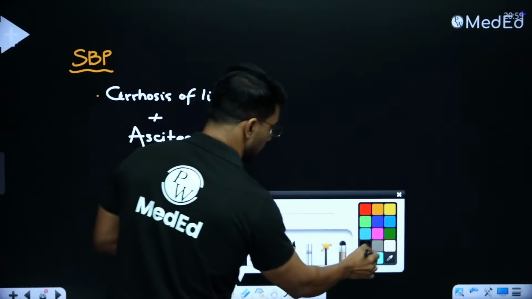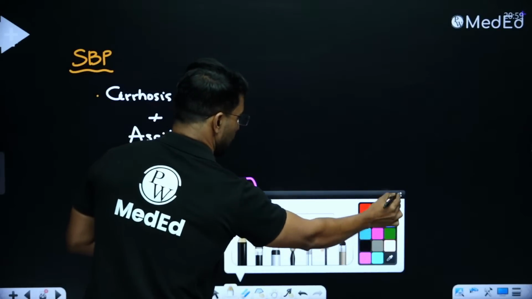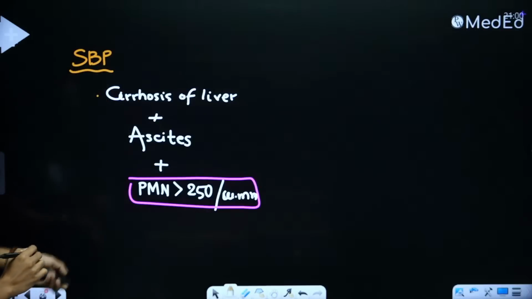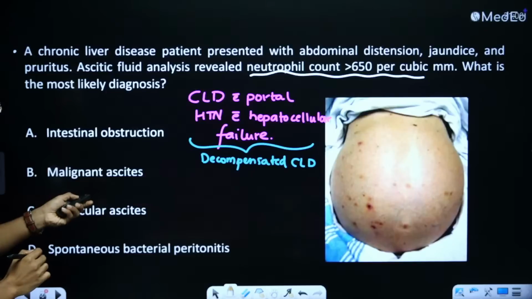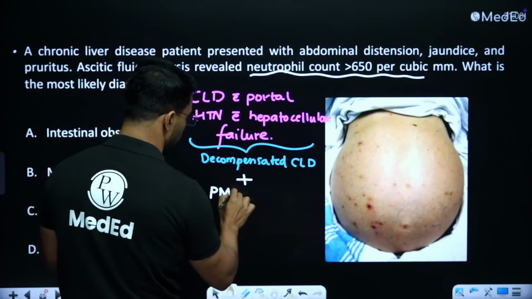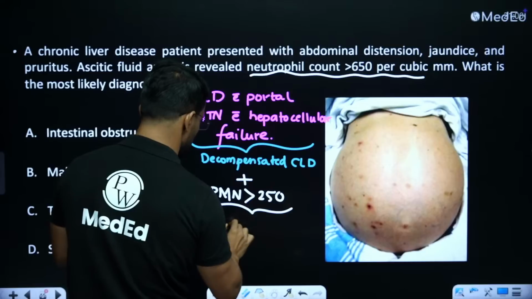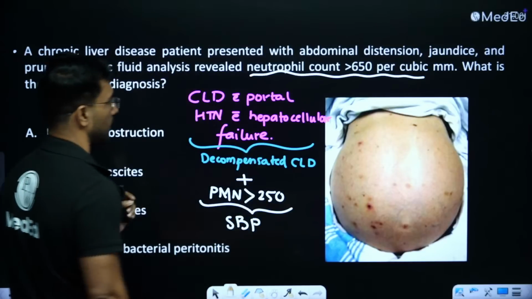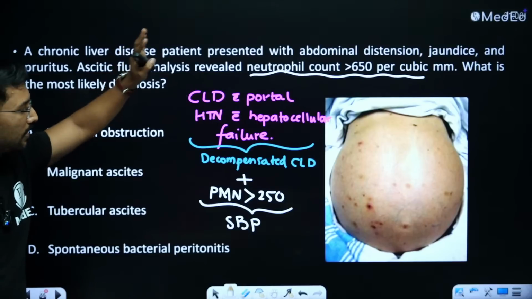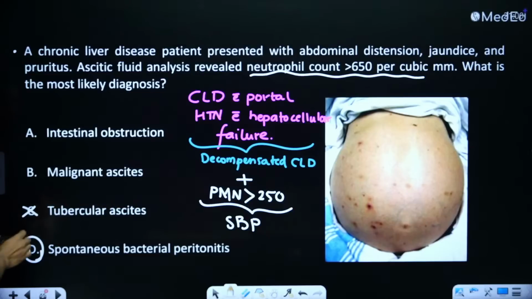This is a learning point. If there is more than 250 PMNs per cubic millimeter in the ascitic fluid, then we make the diagnosis of spontaneous bacterial peritonitis. So how much am I getting here? I am getting 650, which is definitely more than 250. So it is suggestive of spontaneous bacterial peritonitis. So this is a case of CLD with portal hypertension with liver cell failure with spontaneous bacterial peritonitis. That's my answer. It's not going to be tubercular ascites, malignant ascites, or intestinal obstruction.